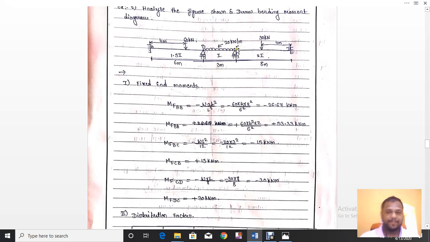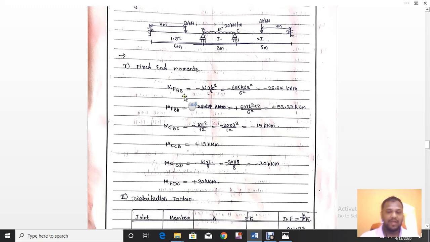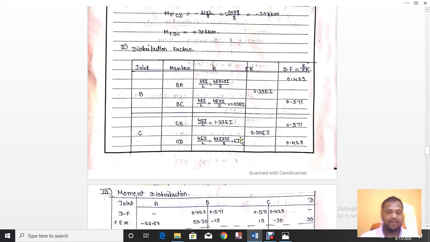Similarly, at joint C there are two members connecting, CB and CD. CB is an intermediate beam, that is 4 EI by L. CD is an end beam which has a fixed end at point D, so again it will be 4 EI by L. So all of them are 4 EI by L. I have added these two calculations: this will be equal to 1 EI, and this will be equal to 1.33 EI. I added them and got 2.33 EI.